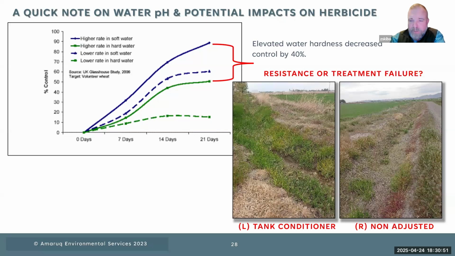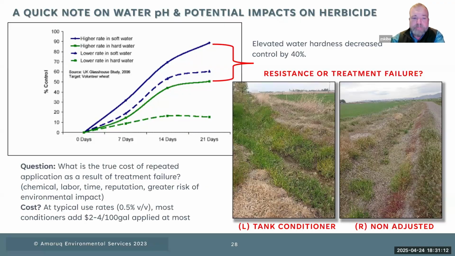Same site, same applicator, same pesticide, but they adjusted water tank pH, brought it down, and that is the picture on the right-hand side. And 5 days in, you can see the difference in control they're getting. Again, this is absolutely a site that if we hadn't been paying attention, they may chalk up to resistance as opposed to just bad water tank pH.